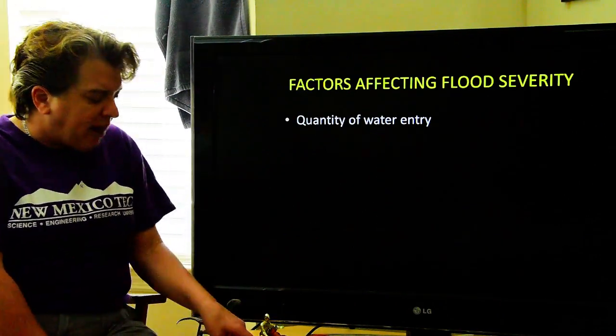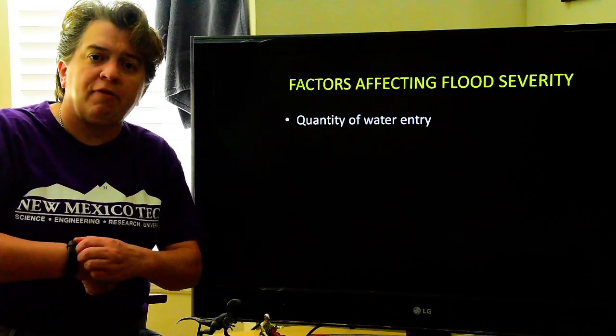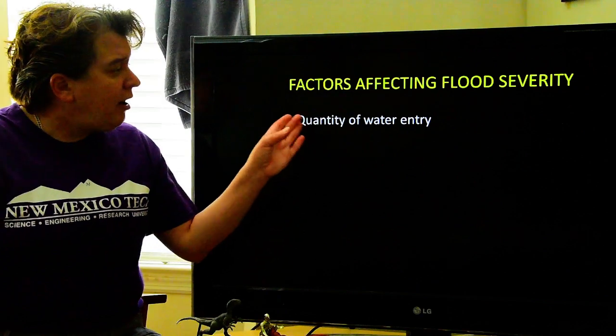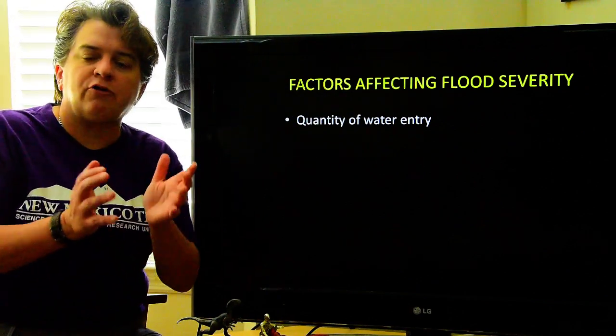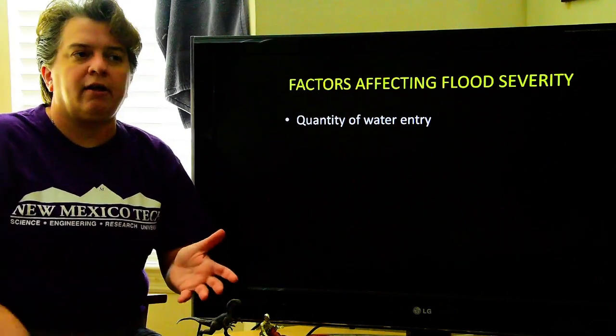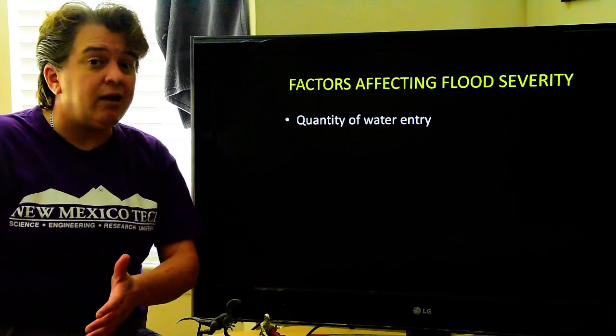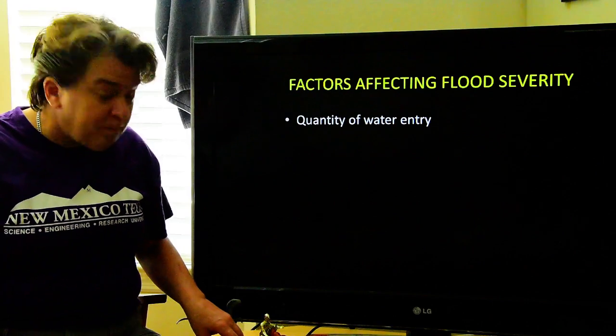So what's going to affect how bad our floods are? There are a number of things that affect flood severity. Of course, it's going to be the quantity of water entering the river. How much rain is falling? Did we get 10 inches of rain or 1 inch of rain? That number is going to be important.